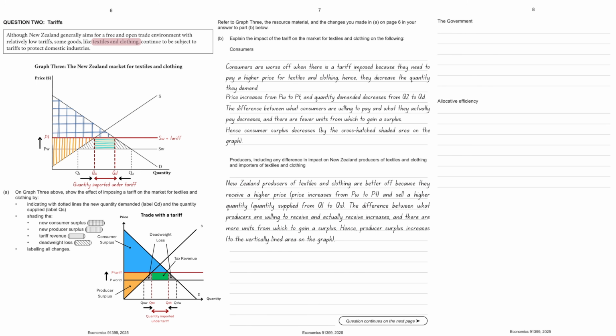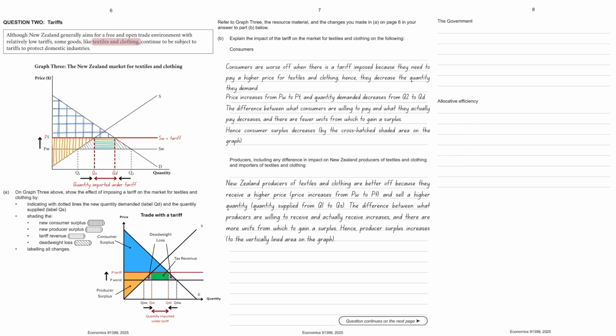So we're saying that the difference between what producers are willing to receive and what they actually receive increases. So that means that they're receiving a higher price. So therefore producer surplus is increasing. And there are more units from which to gain a surplus. So that means that the quantity that they're selling is increasing. So there are more opportunities for them to benefit. Hence, producer surplus increases to the vertically lined area on the graph.